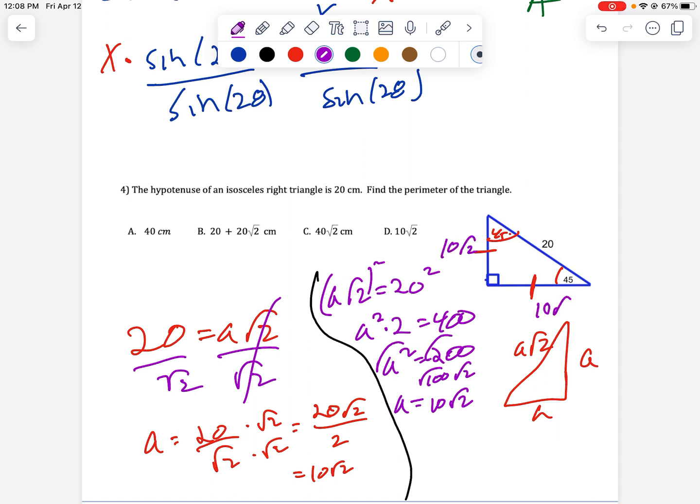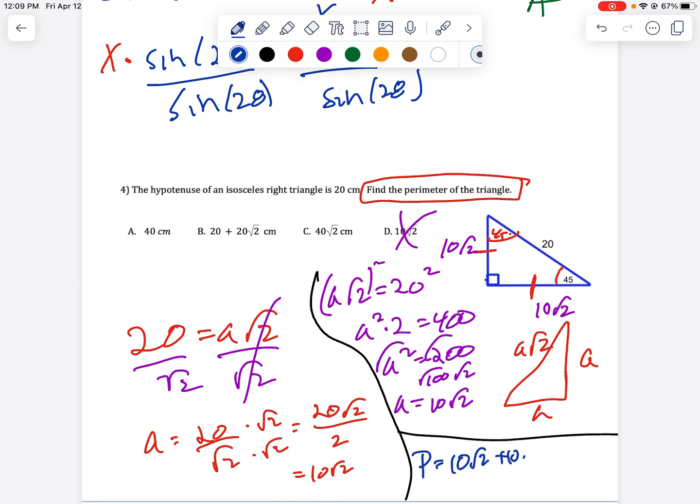So I'm done, right? It's D, isn't it? No. Don't fall for the trap. I have to find the perimeter. Make sure you're reading the question in its entirety. Find the perimeter. Okay, from there, I want to just add. I can't add everything. It's not 40 root 2. I can't say 10 root 2 plus 10 root 2 plus 20 and just add all three of these together. I can only add my like terms. I can only add those two, which is why the answer is B.